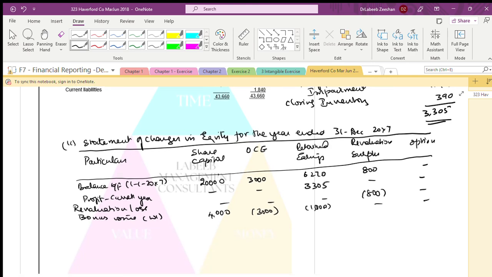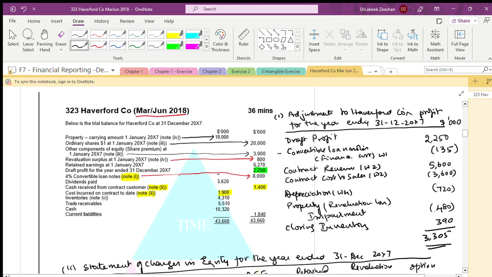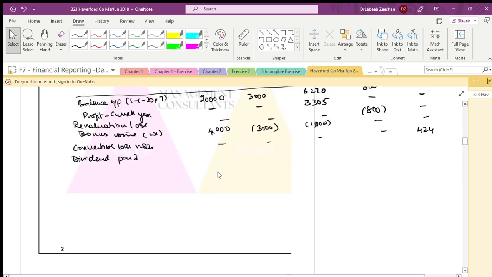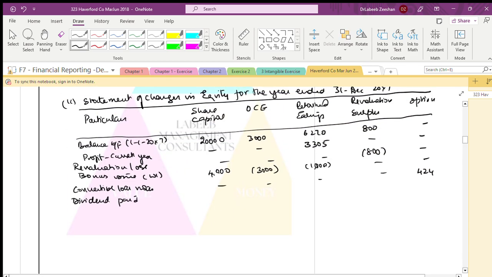Next, you have the convertible loan notes, where you have the option to convert into equity. It is 424. They have paid dividends, which is given in the trial balance. They paid 3620, and definitely they will pay it from retained earnings.